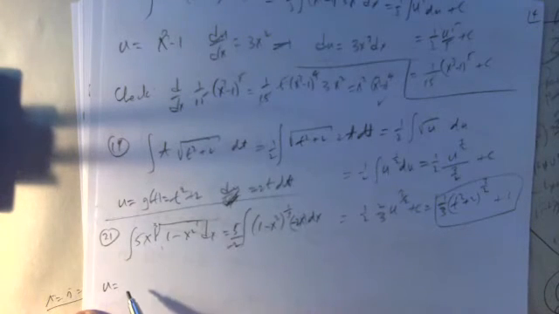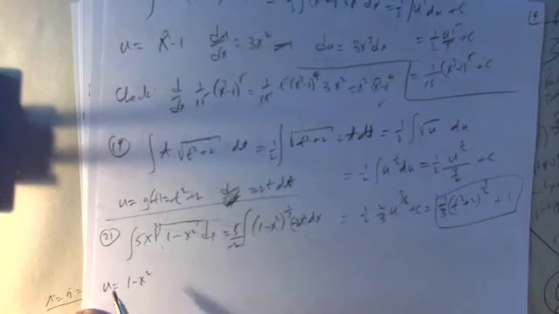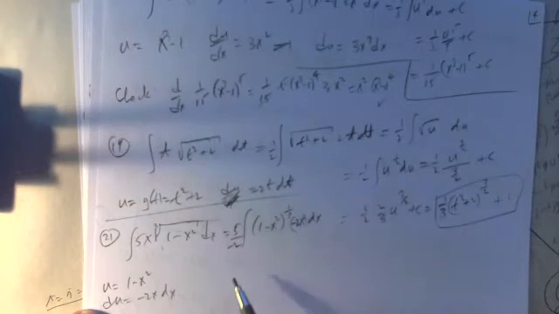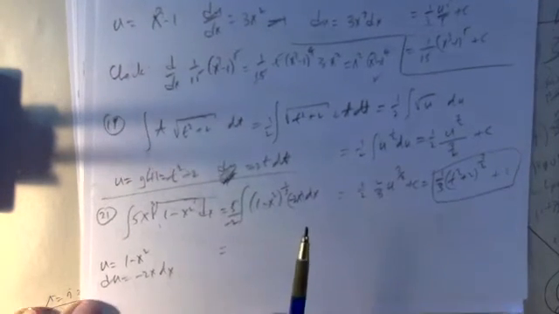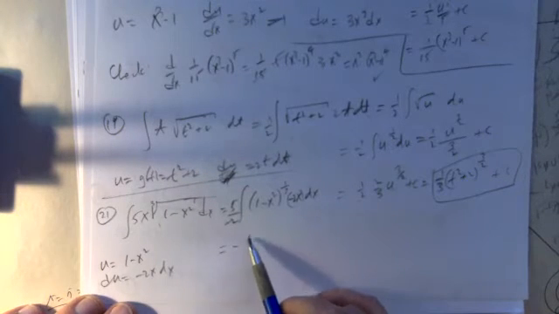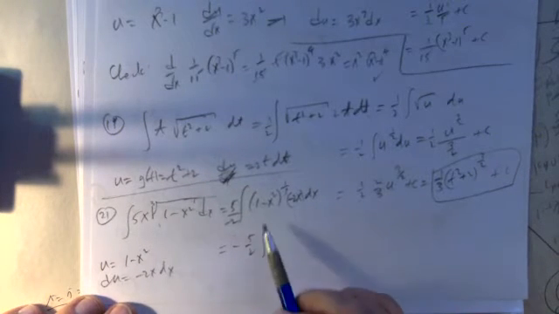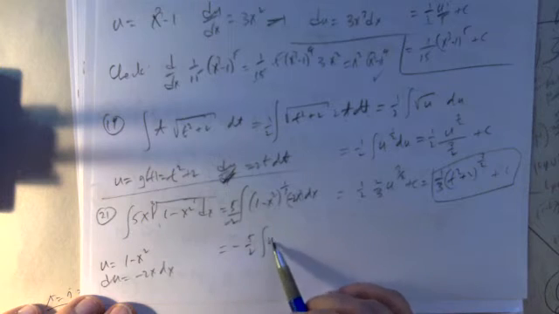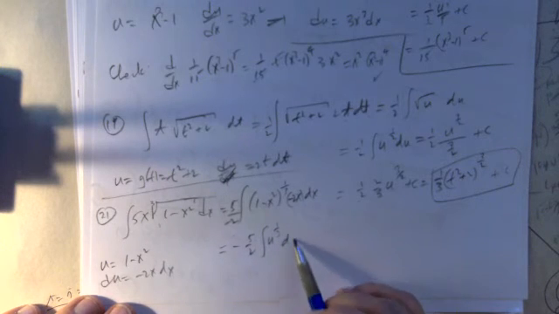And if I make the substitution, u equals 1 minus x squared, du is minus 2x dx. So when I substitute it, it simplifies hugely. This is minus 5/2 the integral of u to the 1/3 du.